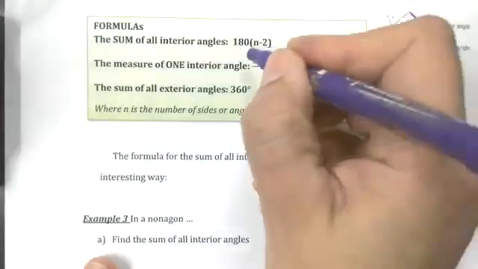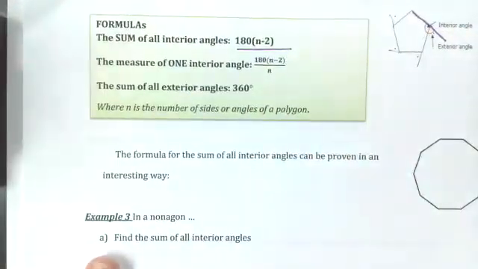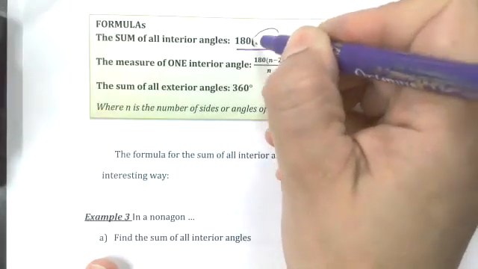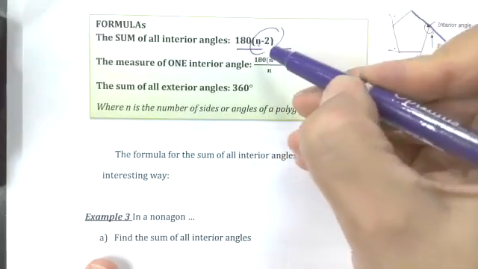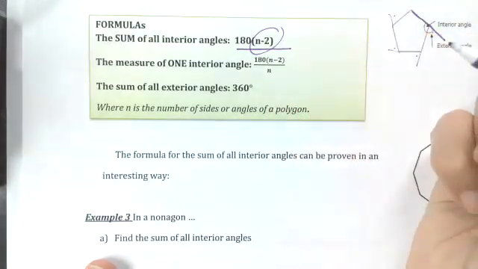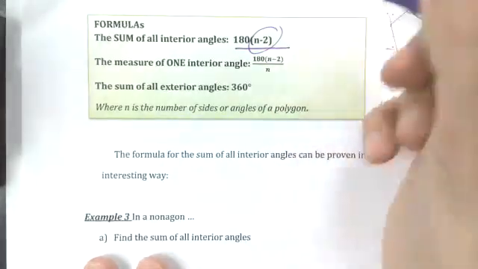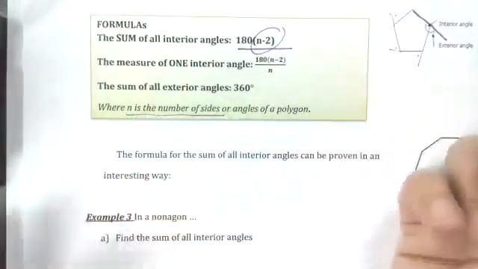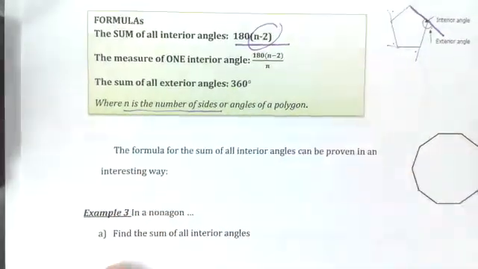We have again another pattern that we notice. The sum of all interior angles is a multiple of 180 degrees. And the multiple comes from, again, n minus 2, where n is, what do you think n is again? The number of sides, right? So n is the number of sides or angles in a polygon.